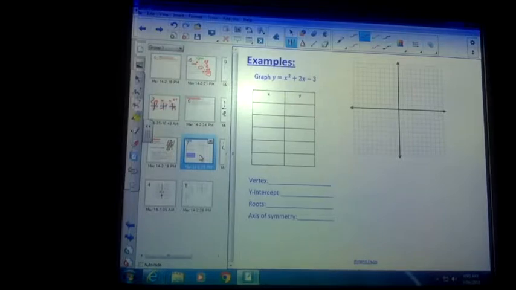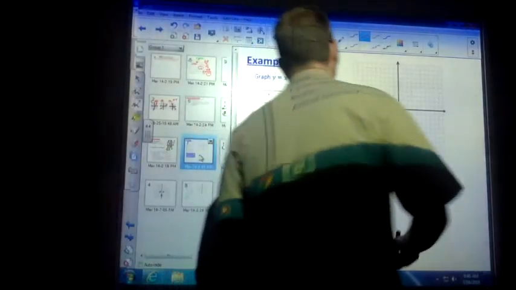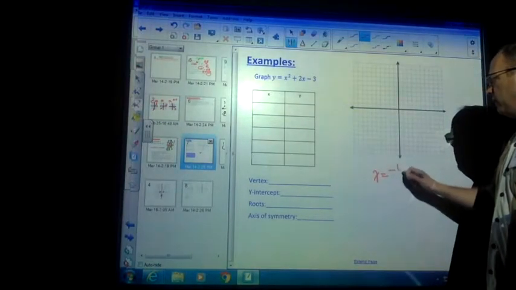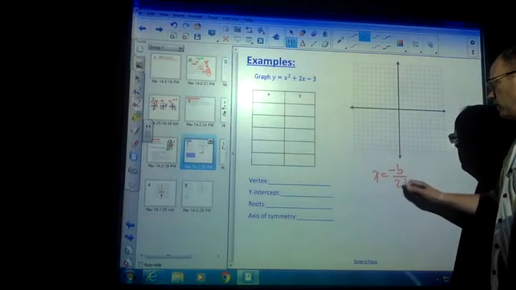Okay? The first step was to do what? It was on the last page. Find the x-coordinate. So I'm going to do that by using x equals negative b over 2a. Okay?